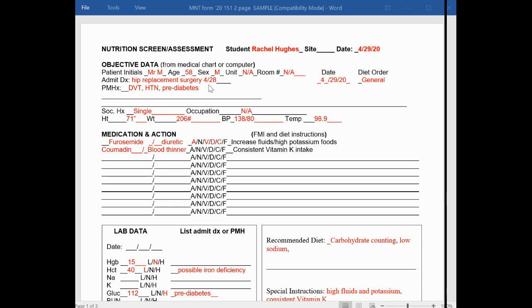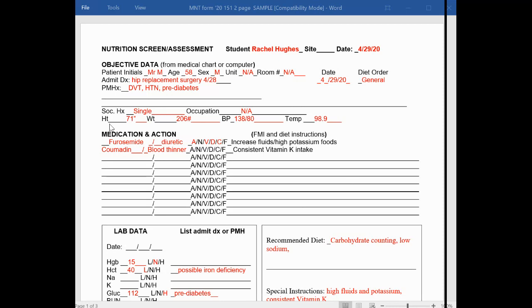He is admitted for hip replacement surgery, which occurred on April 28th, and you'll see that right here, okay? Past medical history, when we read through this right here, includes deep vein thrombosis, hypertension, and prediabetes. He is single, that's our social history. We don't have any information about an occupation, so I just put NA there.